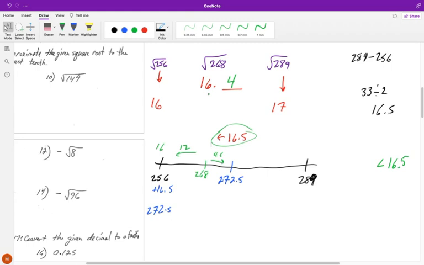Right, and then the actual value for that, if we were to take the square root of 268, is 16.37, which does round to 16.4. So our guess was really close to what it was. And if you were to guess 16.3 as well, you would be credited for that. Just 16.5 would not work as an answer.